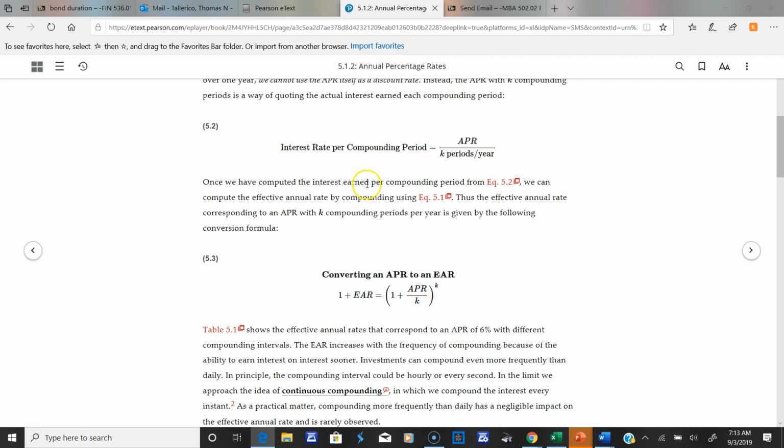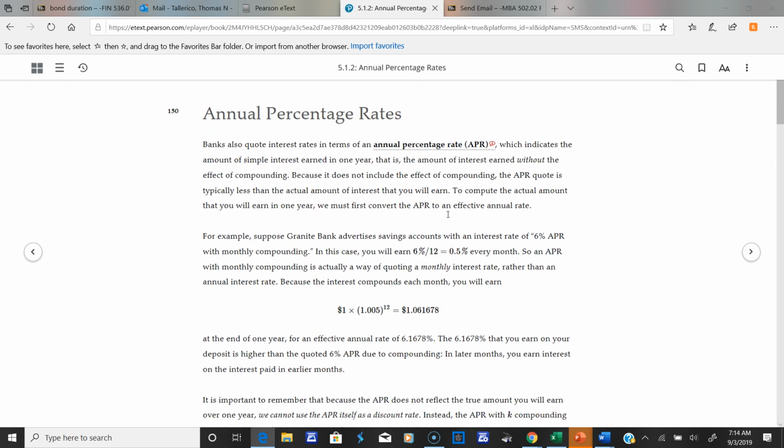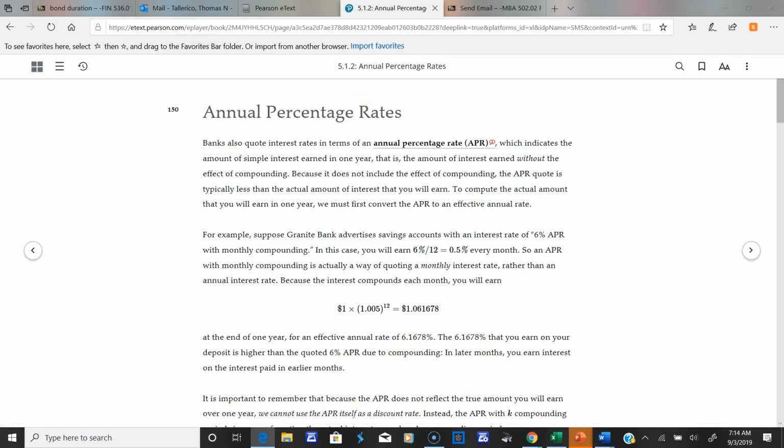So once we have computed the interest earned per compounding period from 5.2, now we compute the effective annual rate by compounding using equation 5.1. Thus, the effective annual rate corresponding to an APR with K compounding periods per year is given by the following conversion formula. So if we go back to 5.1, let's go back to 5.1.